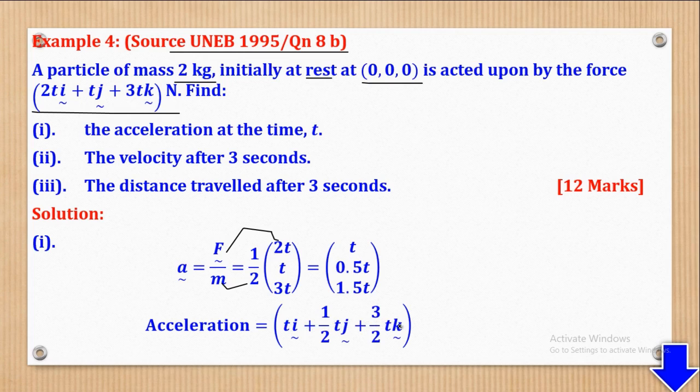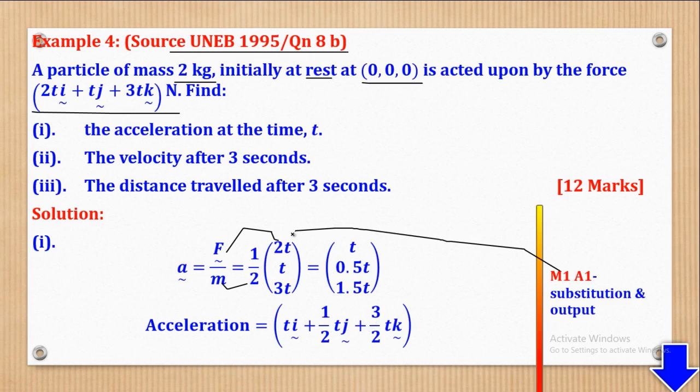So basically, that's what they wanted in Roman 1, and let's see the marks for Roman 1 before we go to the next slide. So M1 was for substitution, and A1 is for the output.